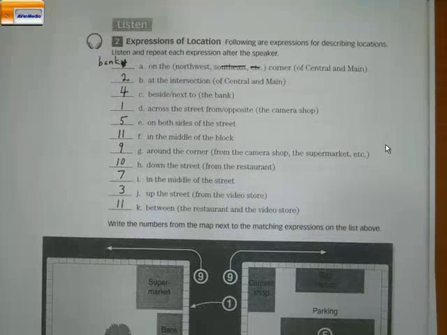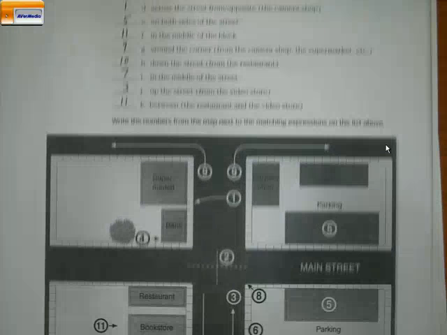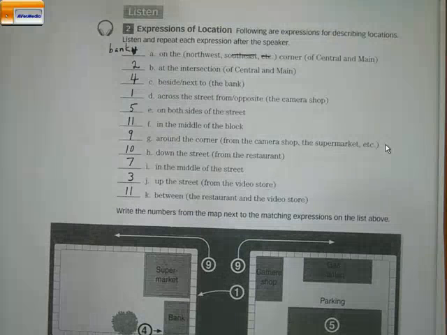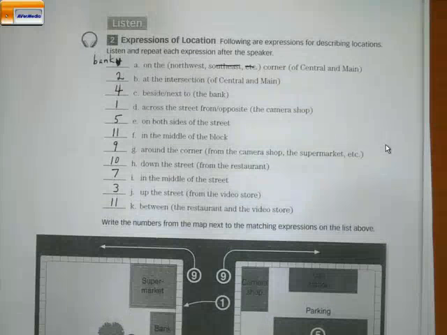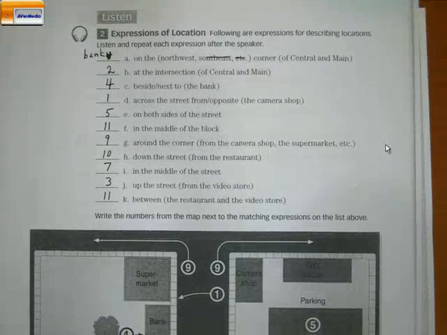Check these later. Notice at the intersection, number 2, you see down there, at the intersection of the two streets, we have beside the bank, number 4. See it down there, beside the bank. We have across the street from, on both sides of the street. So please review these and make sure you understand them.